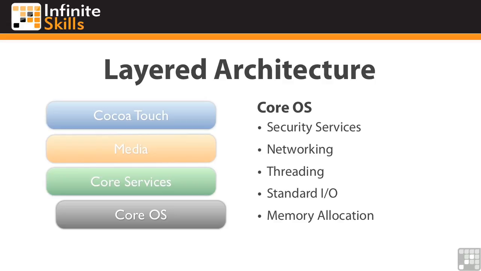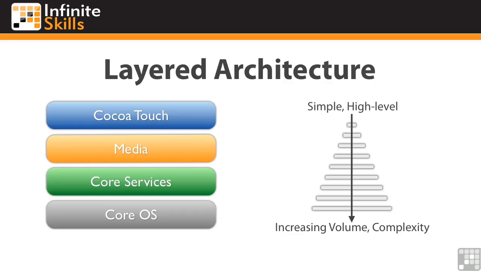And then finally we get down to the Core OS layer. And these are very low-level operating system tasks that we can perform at this layer. Things such as security services, advanced networking, threading, standard I/O, memory allocation. Most applications don't typically need to program at this level, but the functionality is available and is exposed in case you need it. For instance, if you're integrating with a hardware device, you might need to program at the Core OS level.